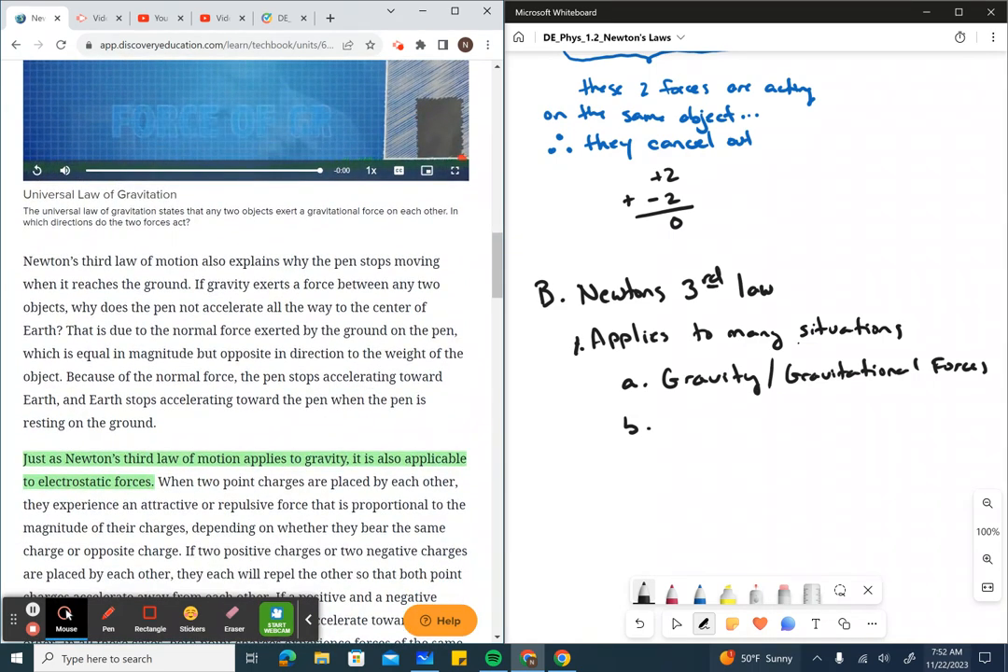As you can see in this paragraph, Newton's third law of motion applies to gravity. It is also applicable to electrostatic forces. Okay. Electrostatic forces. All right, so that's pretty good. Make sure you got that. So we're talking positive and negative forces right here, right?